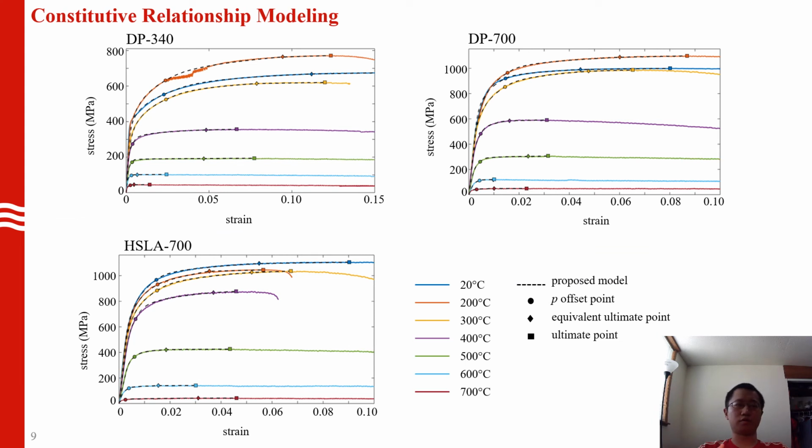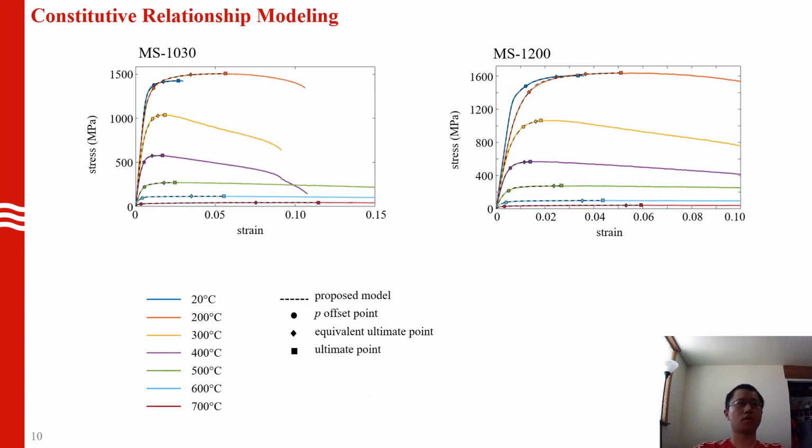Here are the fits using our proposed two-stage plus linear model compared with the test stress-strain curves for different steels at each evaluated temperature. This slide shows the two DP steels and the HSLA steel. This slide shows the MS-1030 and MS-1200. And for all the test curves we have, the model can provide an accurate fit with an R-square larger than 99.5% for any of the test curves.